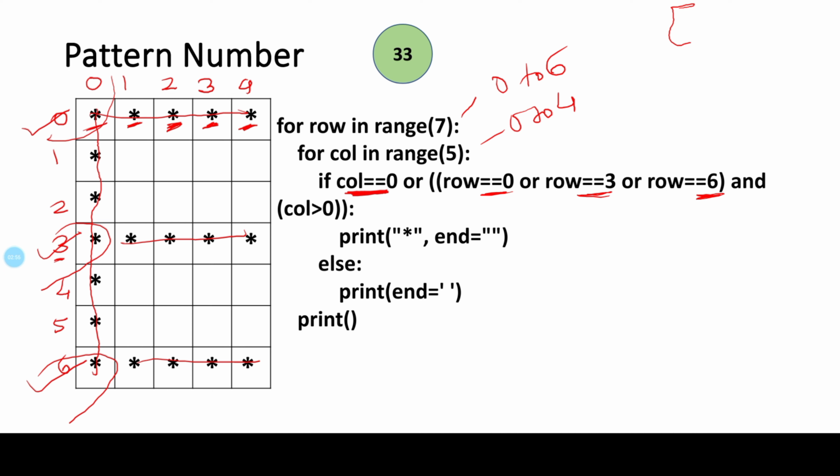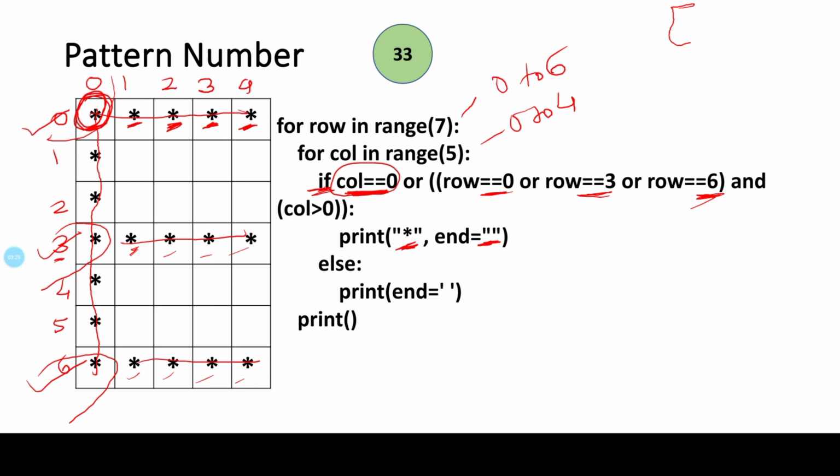We do not want it at 0. We do not want this star. Why? Because we have already drawn it in this condition, right? So draw it when the row is equal to 3, but the column is 1, 2, 3 and 4. Draw it when the row is equal to 6, but the column is 1, 2, 3 and 4. So we are not overwriting any star over here. So this is pretty much very clear. We have drawn the pattern with this if condition. So whenever this if condition is true, draw the star, right?